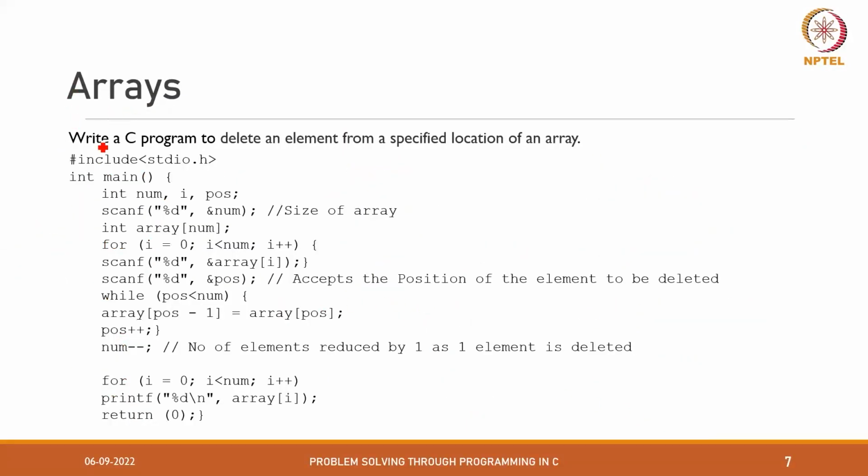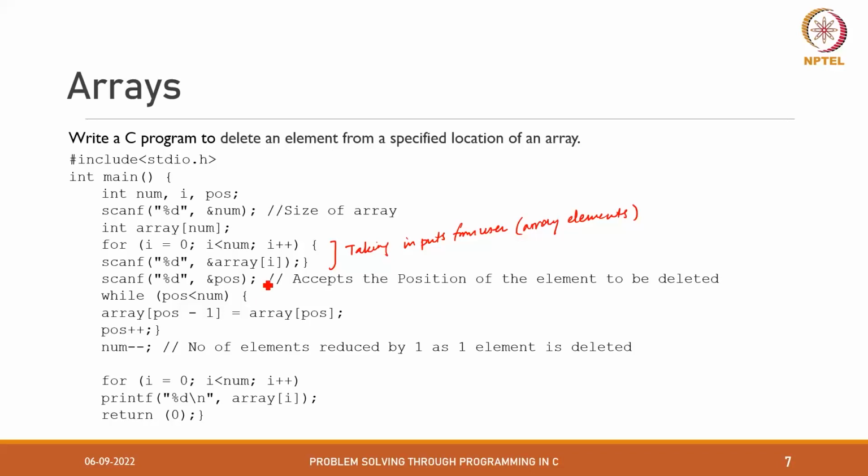I also have the code here. So what we initially do is take the size of the array as input from the user. Then we define an array of this particular size, and we accept all the inputs. This step is just taking the array elements as input. Now we are taking the position of the element to be deleted. Here in POS, say I want to delete the second element, I'll give a value of 2.